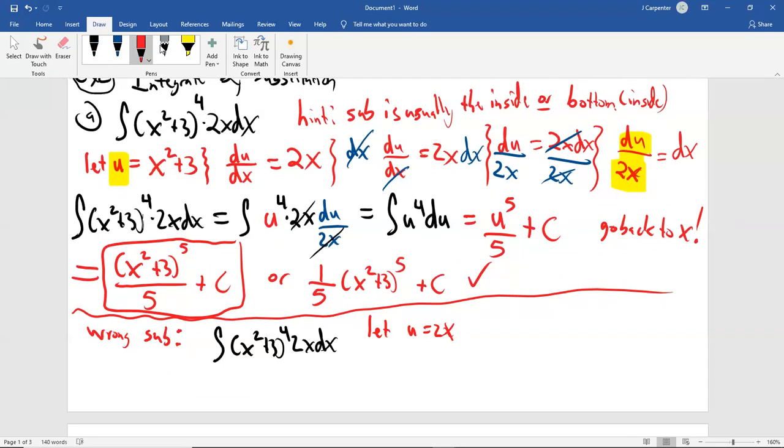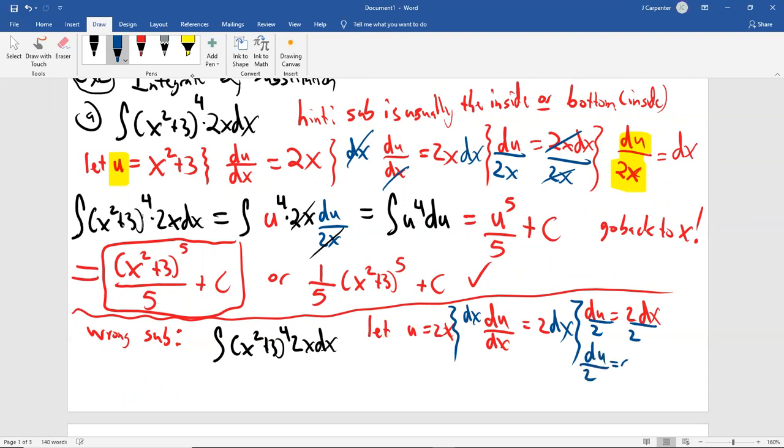If u is 2x, when you take its derivative, it's just 2. You're going to multiply both sides by dx. Excuse me. Which will give you du equals 2 dx. You will divide both sides by 2 to solve for the dx. So you get du over 2 is equal to dx.